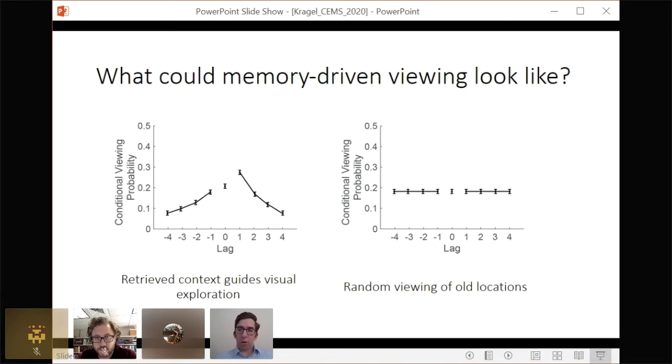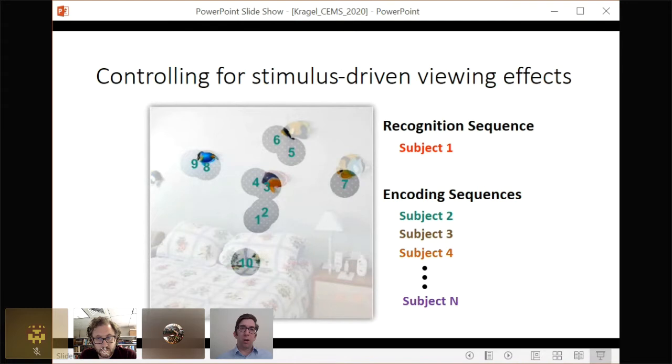All right, and so another big caveat with this whole idea is there's a lot of very nice modeling work showing that based on the low-level visual and higher-level cognitive properties of scenes, you can predict where people are going to look. So how do we know it's actually memory and not just stimulus properties driving where people look?